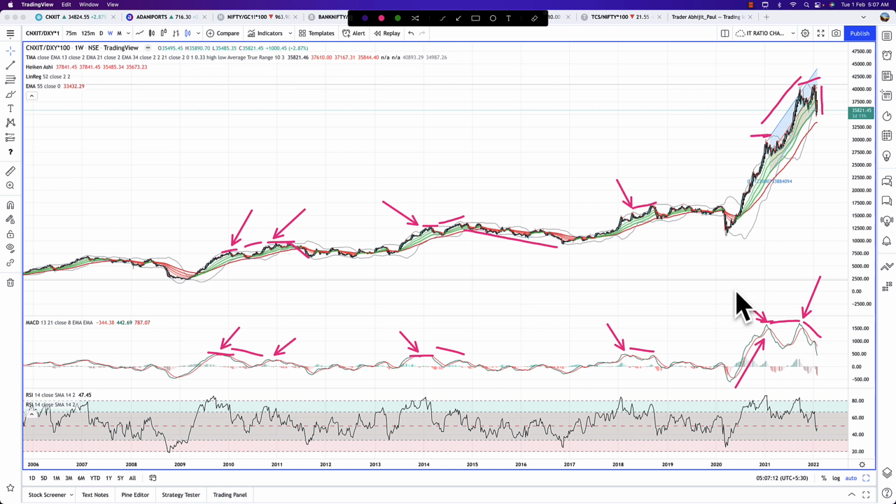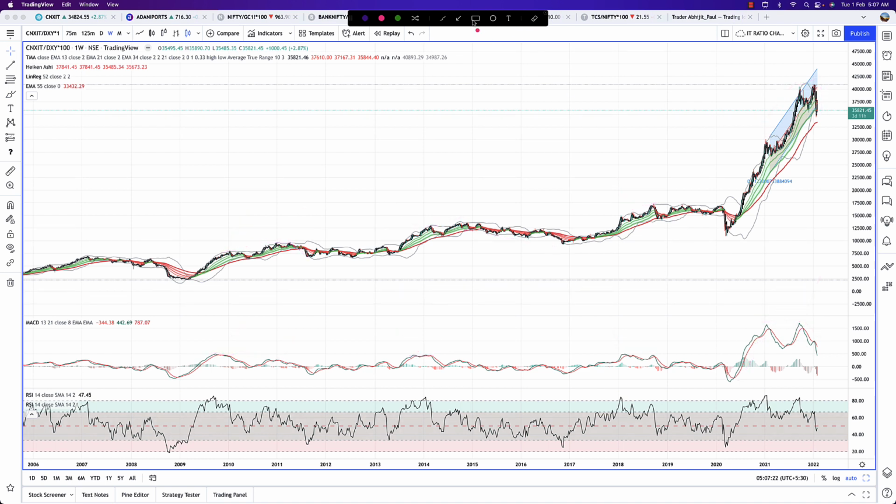So it's playing out exactly the way it had played out over the last 10, 11 years, in nature, but the extent to which it has stretched itself, the 13, 21 moving averages have stretched themselves, is phenomenally high. This is like a new benchmark.